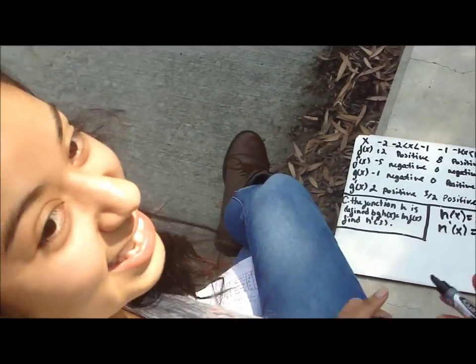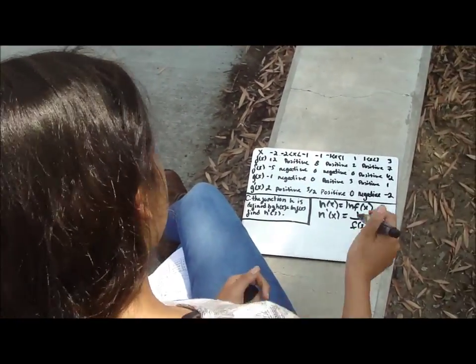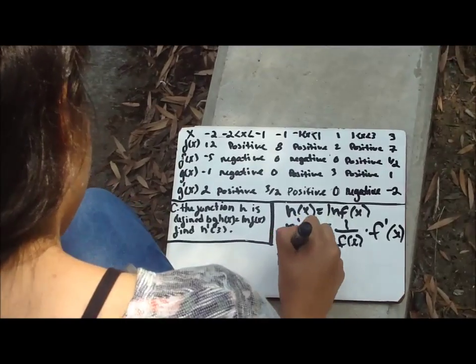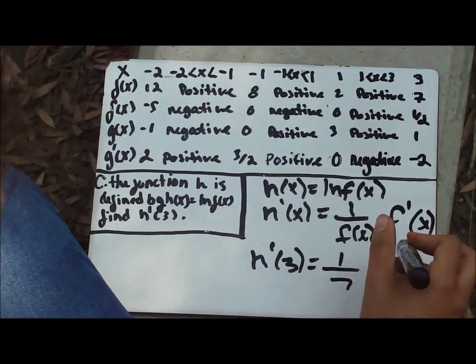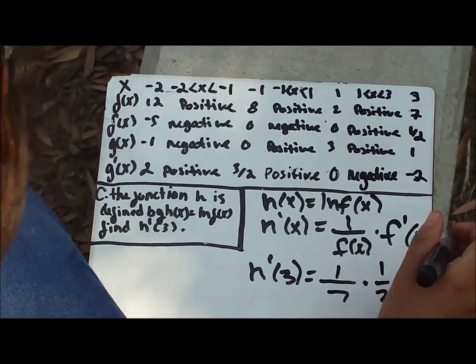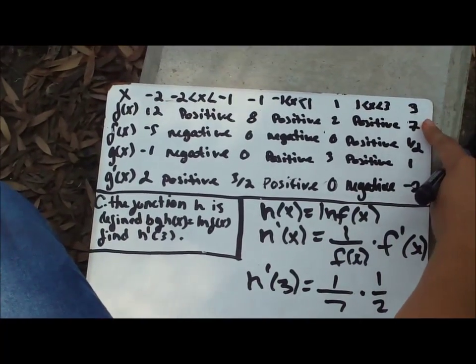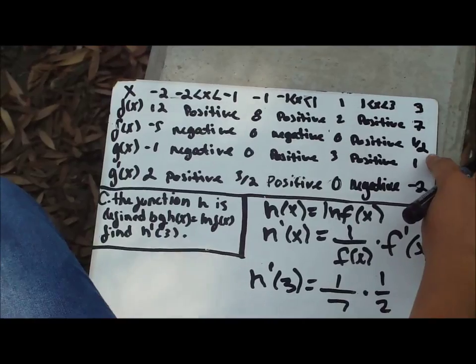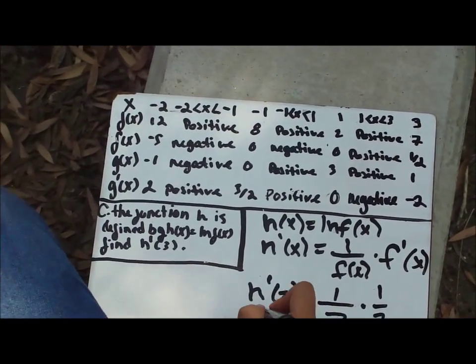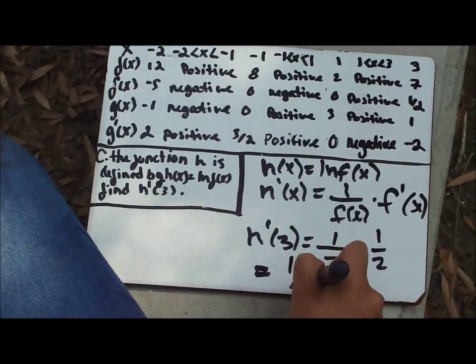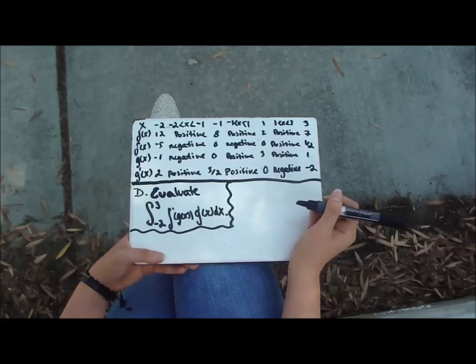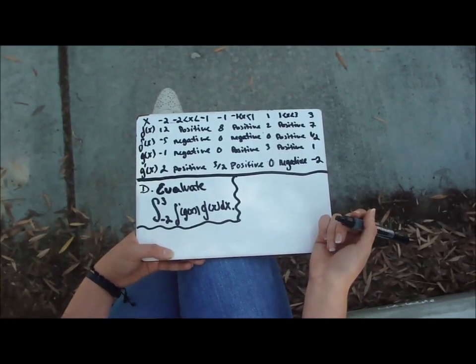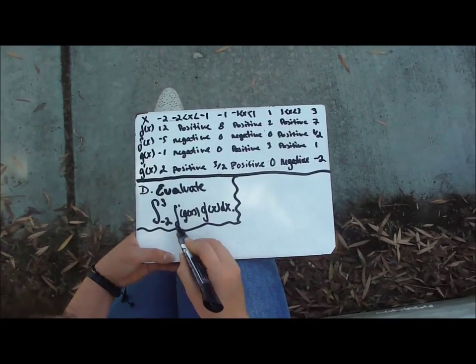We have to remember the chain rule, and when we plug in our 3, our f of x is 7, and then the derivative of that one is 1/2, and we come out with the final result of 1 over 4.